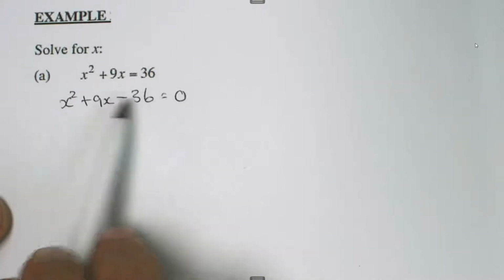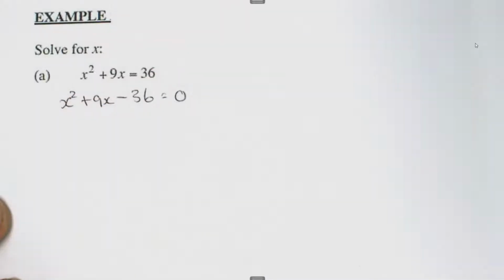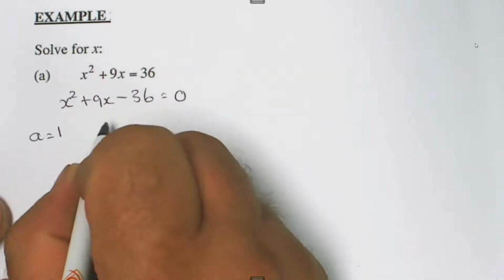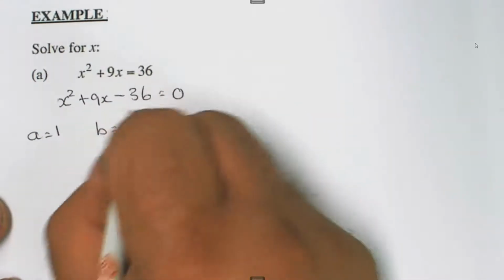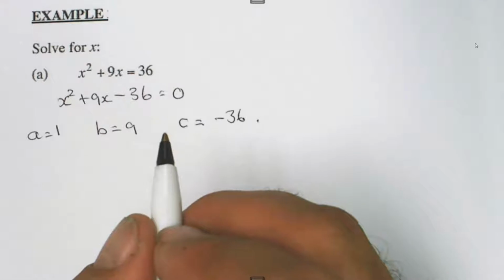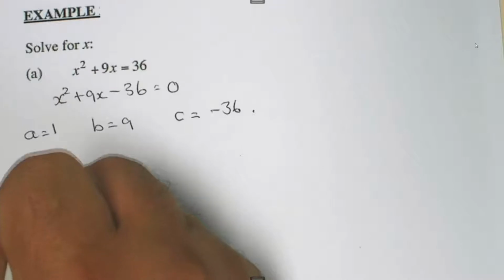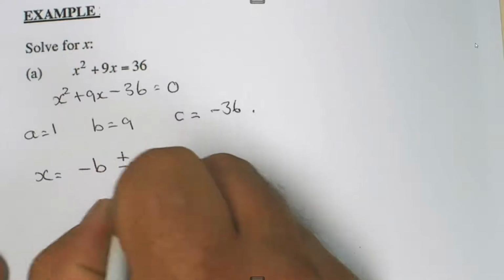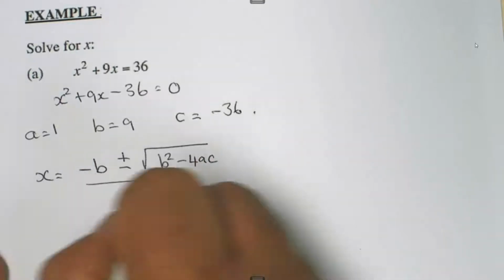Now, because this hasn't got factors, and they told us to use the quadratic formula, we're going to say a is the coefficient of x squared, which is 1. b is the coefficient of x, which is 9. And c is the remainder free of x, which is negative 36. So now the quadratic formula is x is equal to negative b plus or minus the square root of b squared minus 4ac, all divided by 2a.